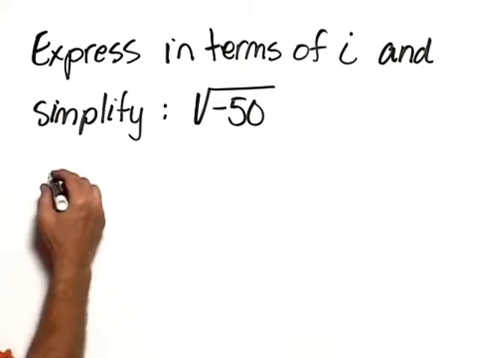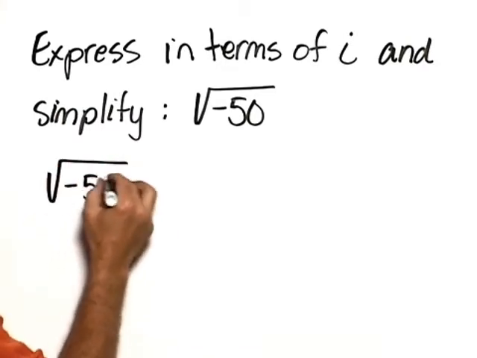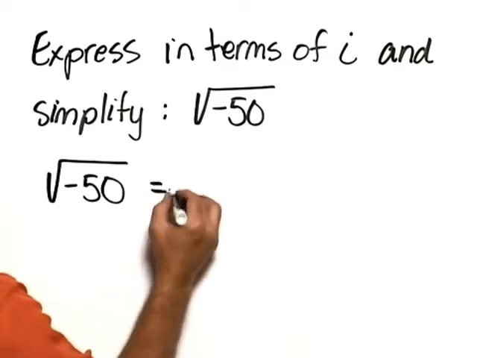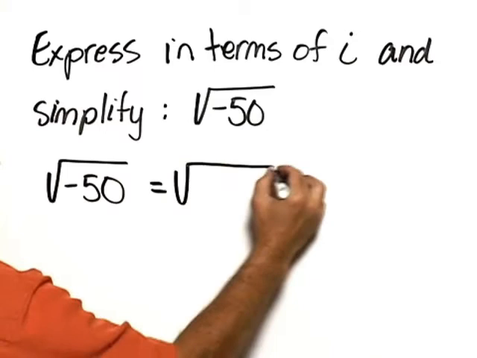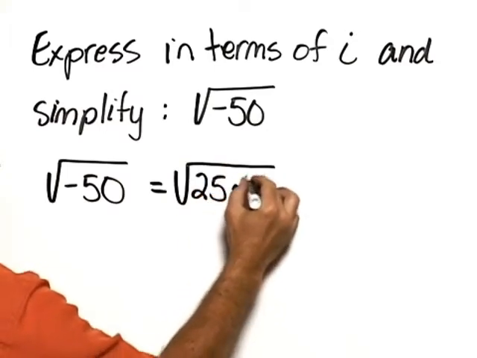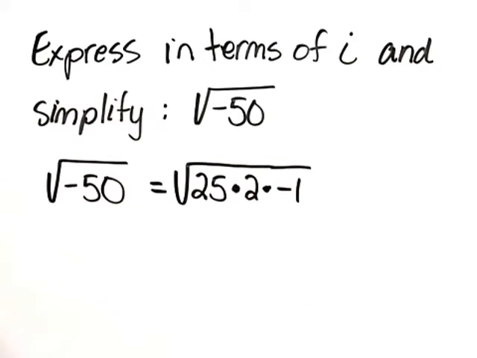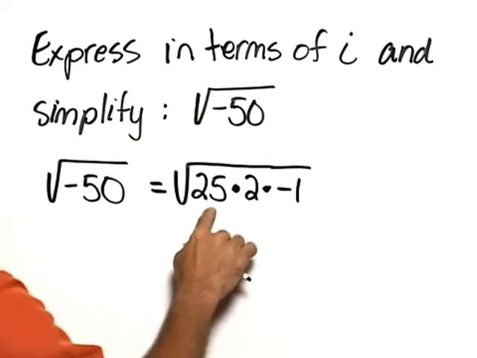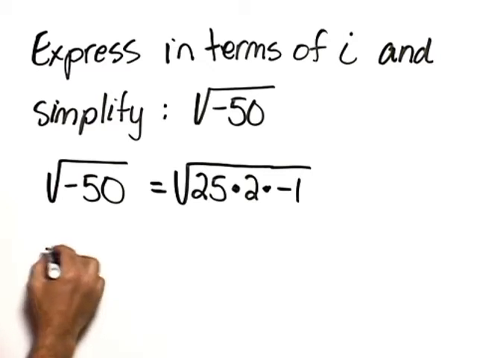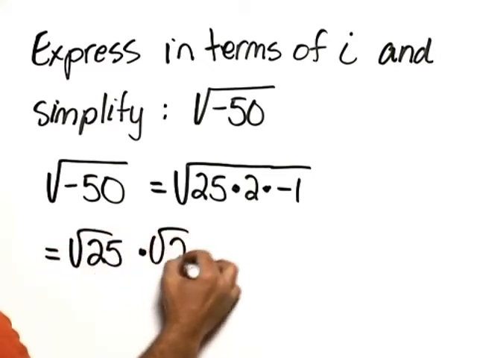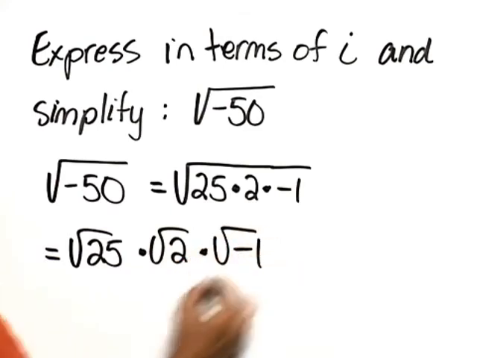So we'll begin this by rewriting 50 as 25 times 2, as well as isolating the negative as negative 1. So this would be the square root of 25 times 2 times negative 1. So then what we will do is rewrite each of these radicals, that is square root of 25 times square root of 2 times square root of negative 1.